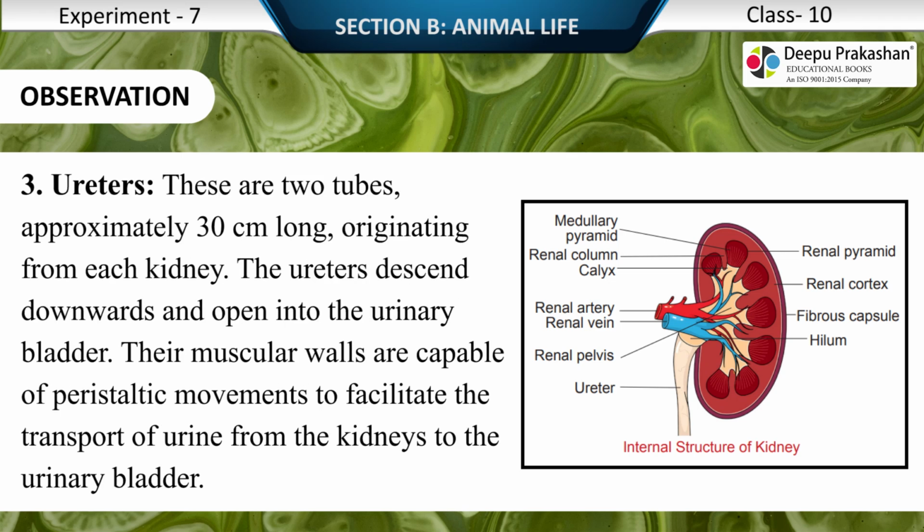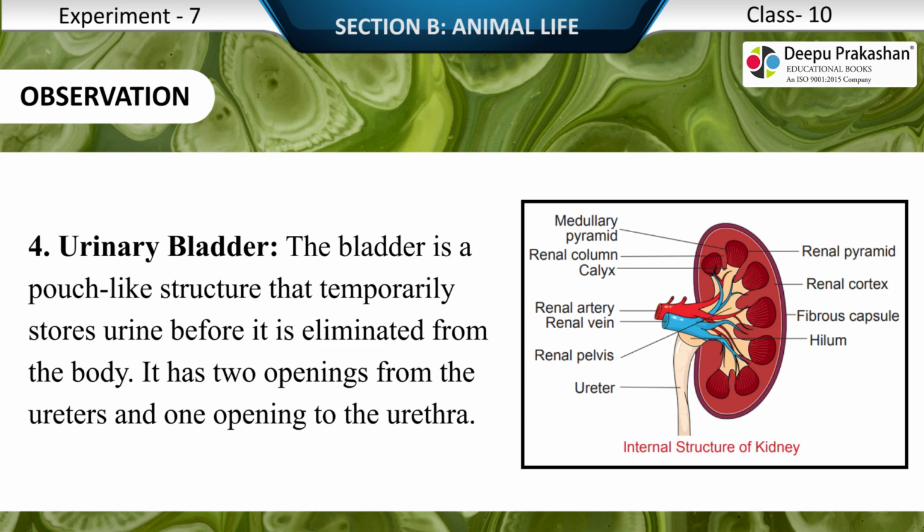3. Ureters. These are two tubes, approximately 30 cm long, originating from each kidney. The ureters descend downwards and open into the urinary bladder. Their muscular walls are capable of peristaltic movements to facilitate the transport of urine from the kidneys to the urinary bladder. 4. Urinary bladder. The bladder is a pouch-like structure that temporarily stores urine before it is eliminated from the body. It has two openings from the ureters and one opening to the urethra.